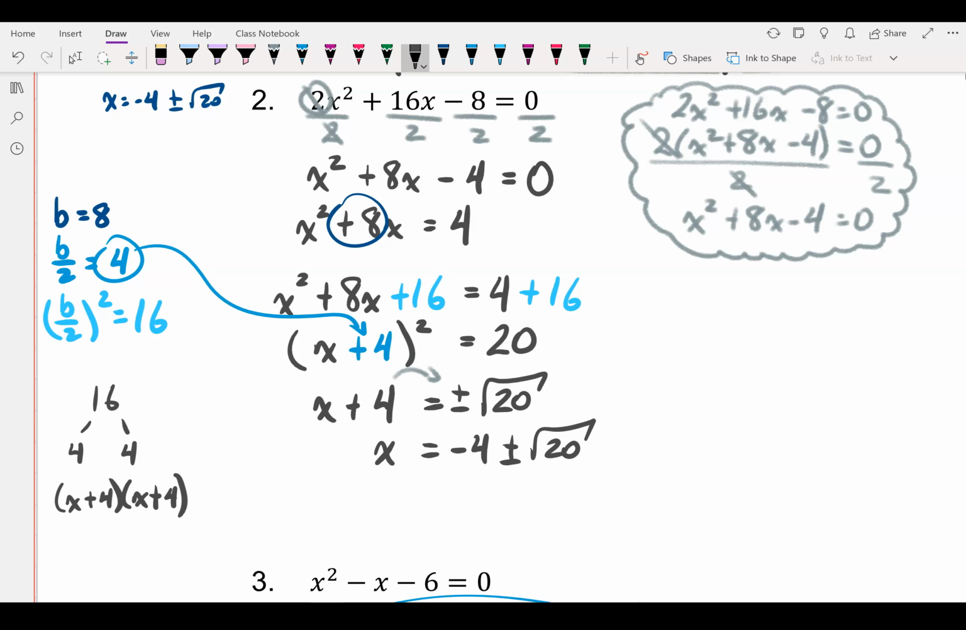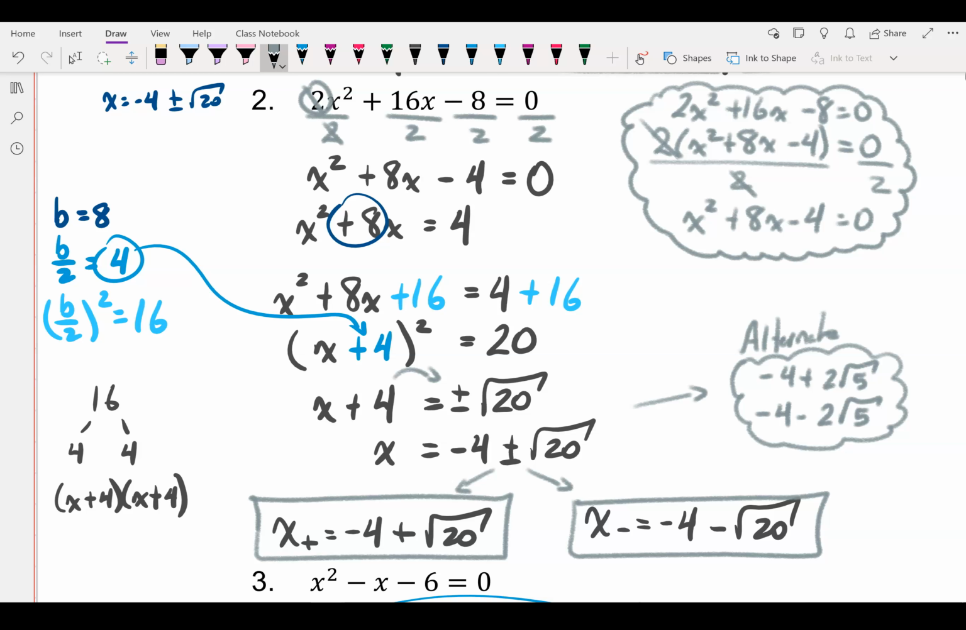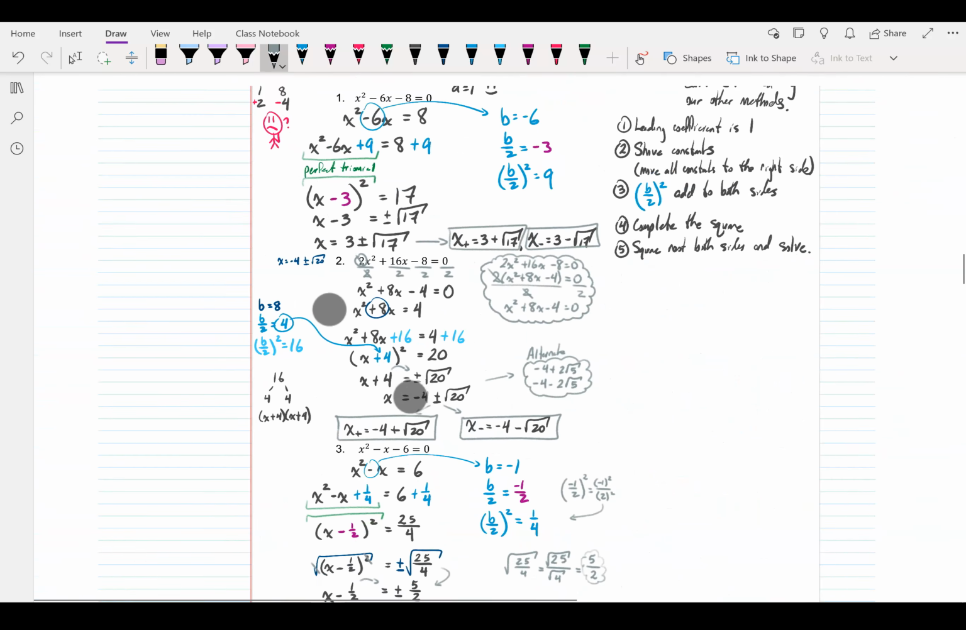It can simplify more. Some students prefer to write it this way. Negative 4 plus 2 root 5 and negative 4 minus 2 root 5. It's okay if you want to write it out that way, but not needed. It's a little easier, a little less work to do the way that I showed first. Okay, so that is completing the square. Let me show you the whole page at once.